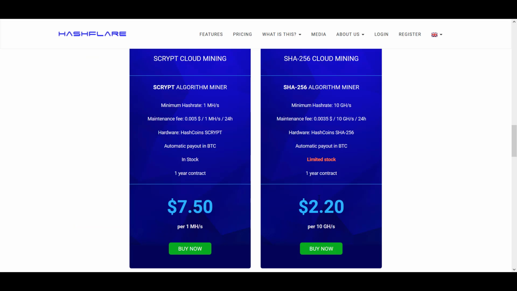The other thing is HashFlare does have an option, I've been told, where they will do auto reinvest, so they won't pay you out necessarily. You can have them automatically buy more gigahash with your profits, with your Bitcoin profits. So some people like that feature, and that's a pretty neat feature. But it is a 1-year contract. It is a little more expensive.